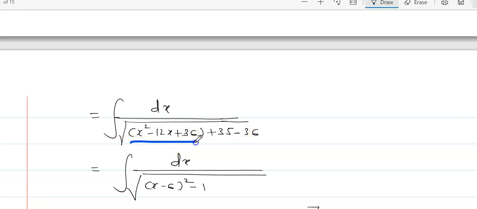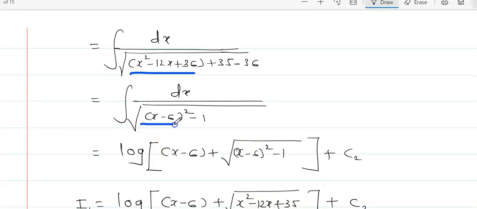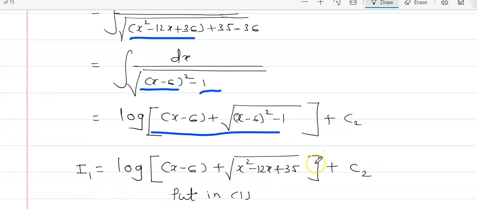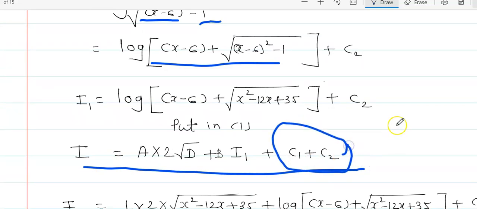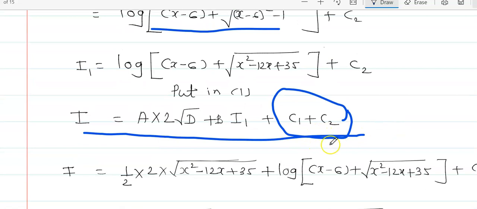Now this is the perfect square. Perfect square of what? x minus 6 bracket square minus 1, and this is of the form, which form is this? That is integral in root of x square minus a square, that is the log of x minus 6 plus in root of x minus 6 bracket square minus 1 plus c1. This is our I1, put in this equation. Then we always get these c1, c2. c1 plus c2, then finally it is c.